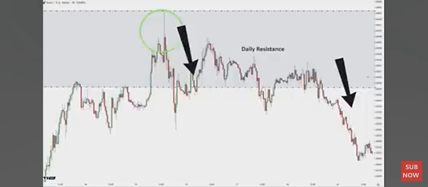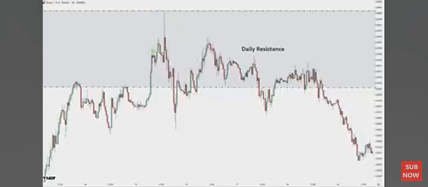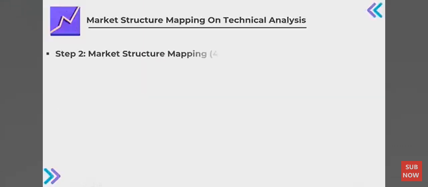Before placing any trade, we need to assess how much room we have before reaching a key level on the higher time frame. This understanding helps us determine where to set our profit targets and calculate the potential risk-to-reward ratio. By knowing these factors, we can make informed decisions about whether to open a position or not. The next step in the technical analysis for determining the daily bias is market structure mapping on the 4-hour or 1-hour time frame.